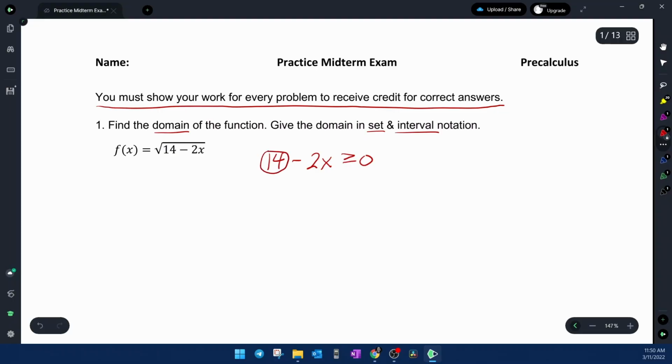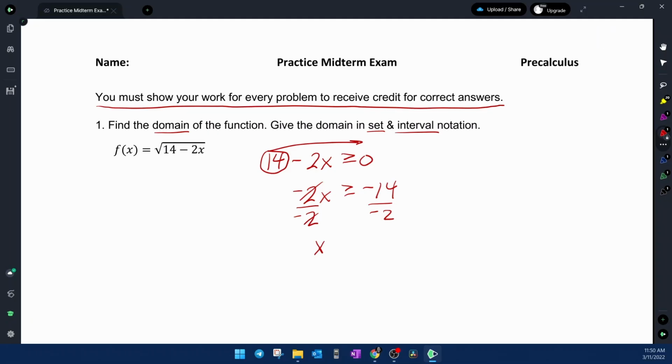So I'm going to move the 14 to the other side, which will give us negative 2x is greater than or equal to negative 14, and then divide both sides by negative 2. Now remember, when you divide both sides of an inequality by a negative number, the inequality flips, and we're going to end up with x is less than or equal to 7.